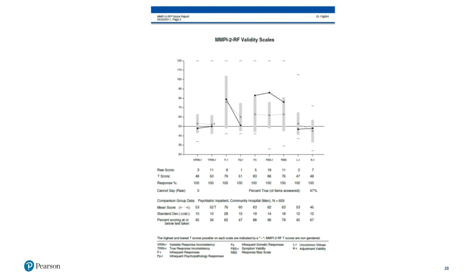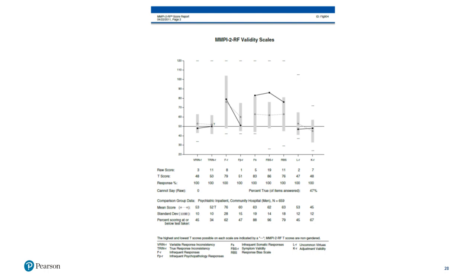There are a few anomalies. One is the FBS scale, which is the symptom validity scale. He has some kind of extreme exaggeration of symptoms outside of the typical norm for an inpatient psychiatric group, but otherwise he is within the range almost across the board for validity indicators.